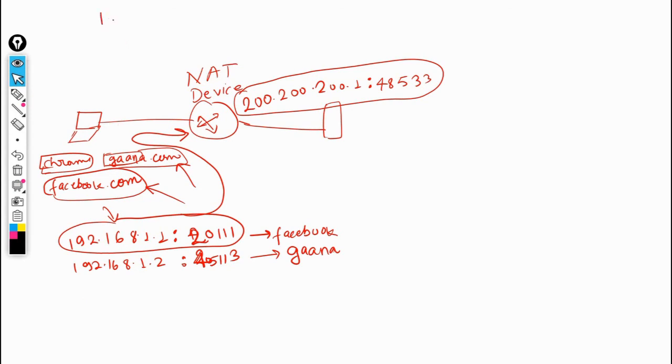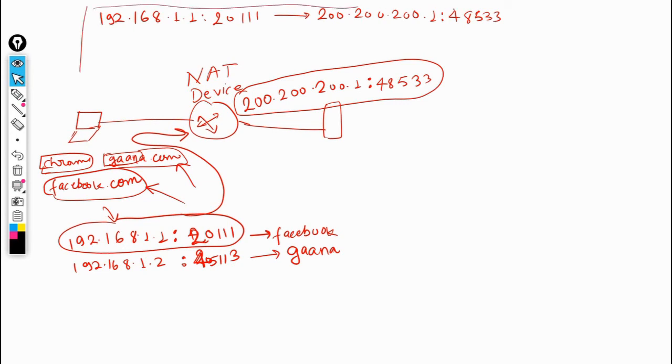Let me write it here. 192.168.1.1 with port 20111 is mapped to 200.200.200.1 colon 48533, correct? Let me create it like a table. We call it a translation table. There is one entry here.